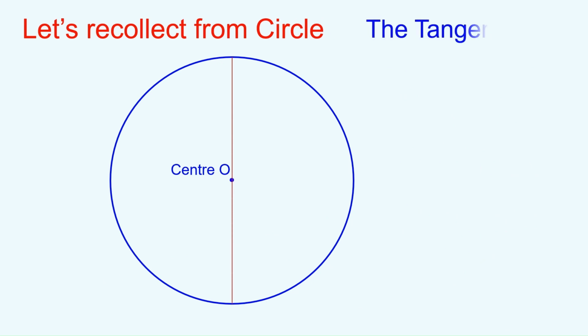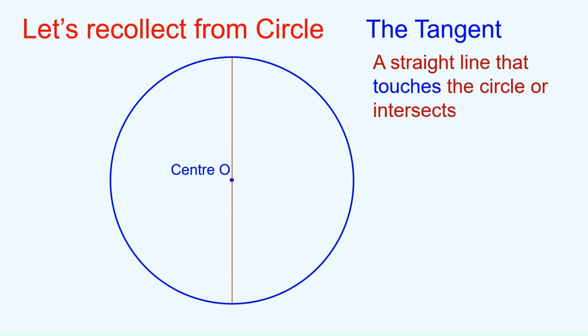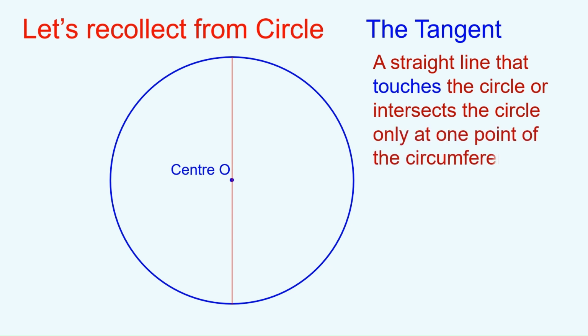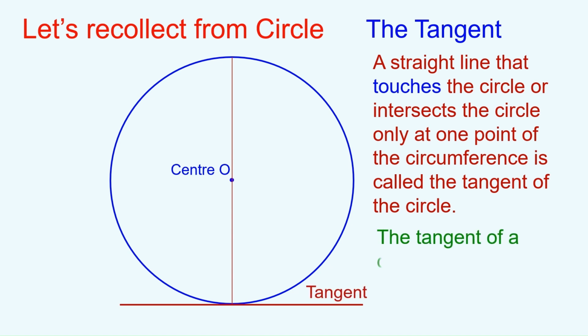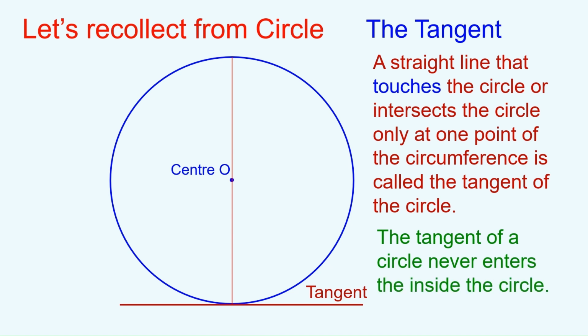Let's recollect the tangent from the geometry of the circle. A straight line that touches the circle or intersects the circle only at one point of the circumference is called the tangent of the circle. The tangent of a circle never enters the inside of the circle.